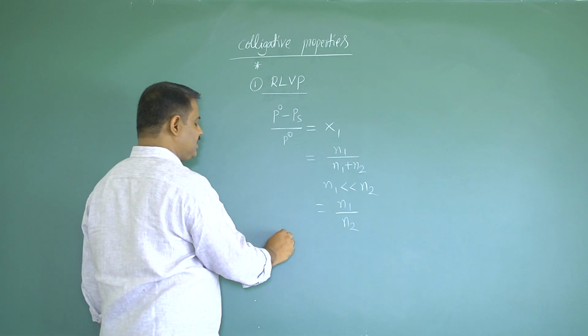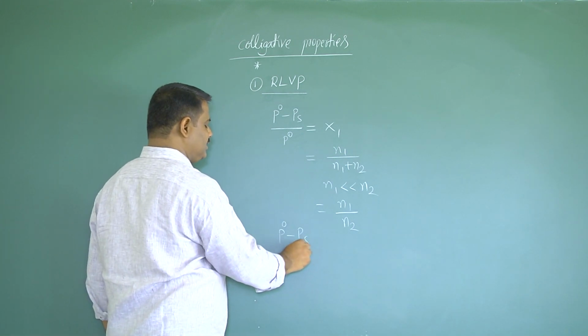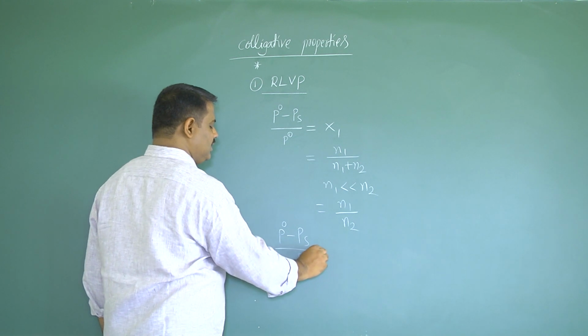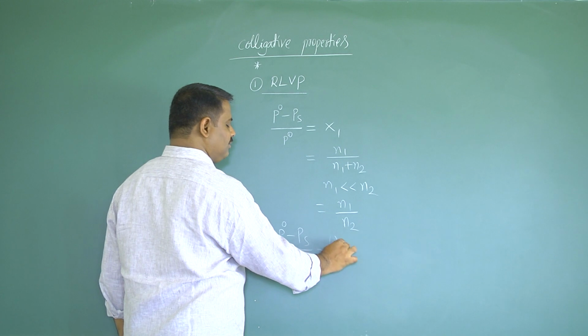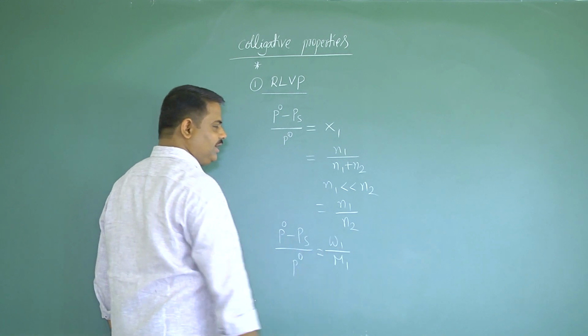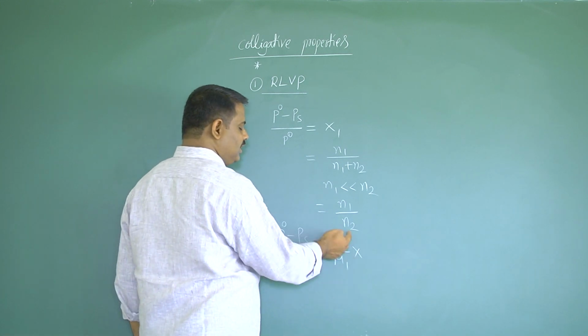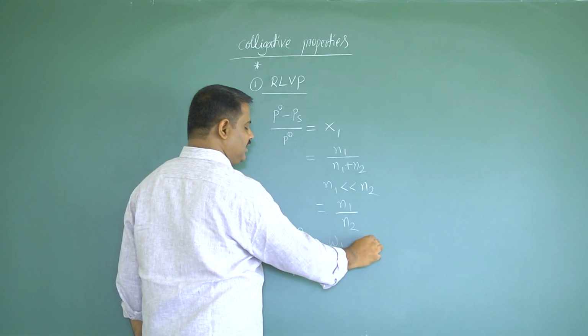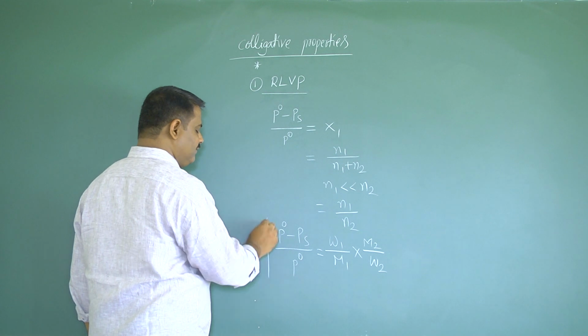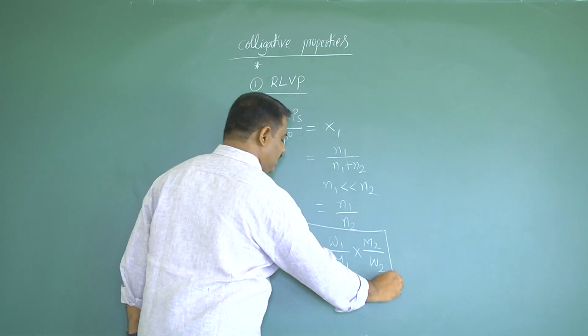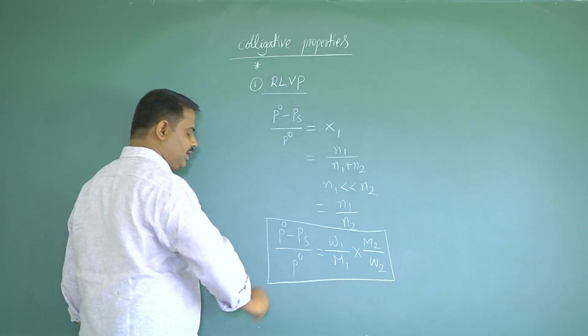Now the final relation is (P naught minus Ps) by P naught, that is equal to number of moles of solute, which is nothing but weight by molecular weight. Here N2 gets reversed, that is M2 by W2. Now this is the final formula for relative lowering of vapor pressure.